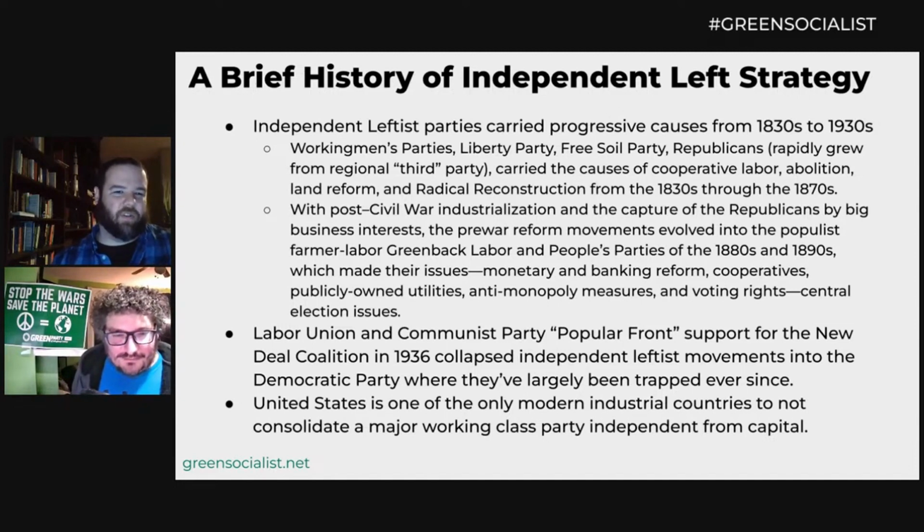Yeah. So there's this long history of independent left parties, labor unions, and the Communist Party's Popular Front. Supported the New Deal coalition, and that really did a lot of damage to the left independent movements, right? That was a big bellwether moment of the left collapsing into the Democratic Party.